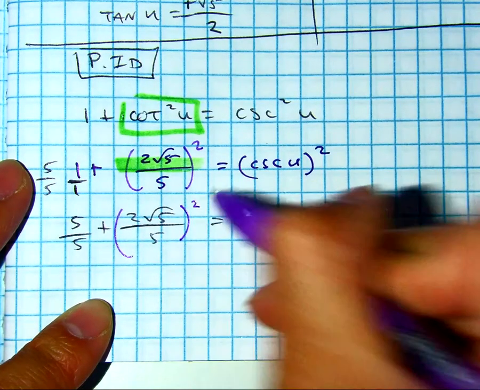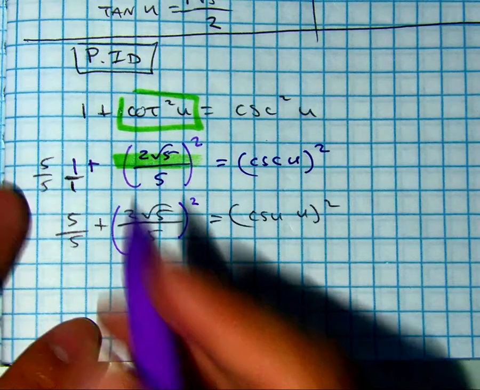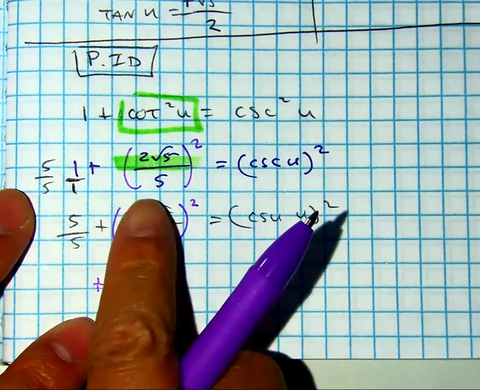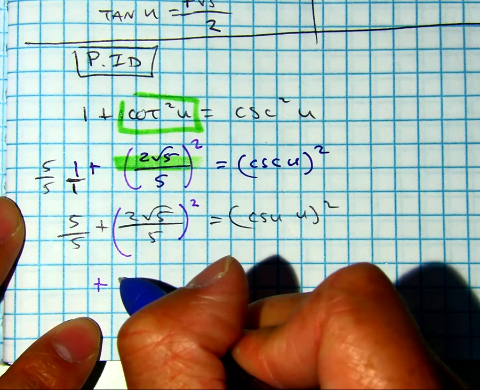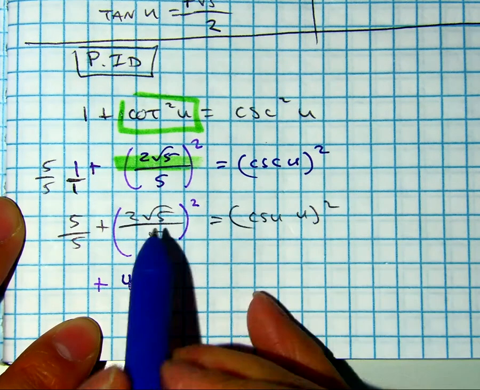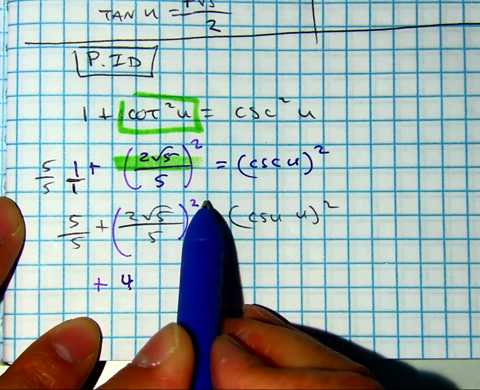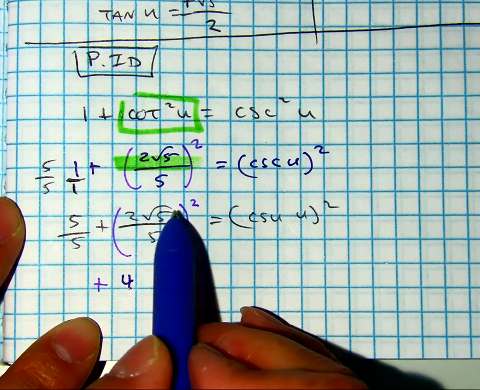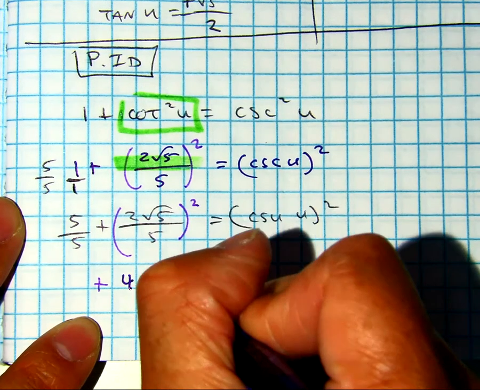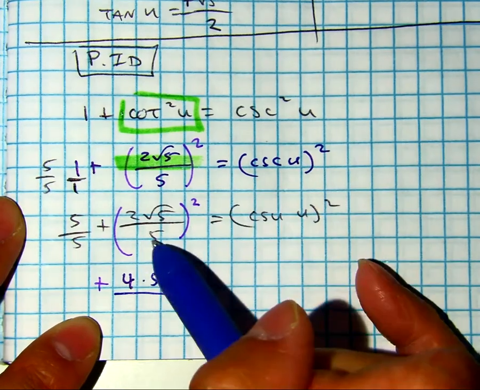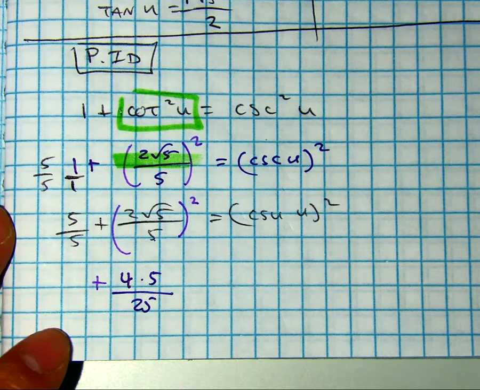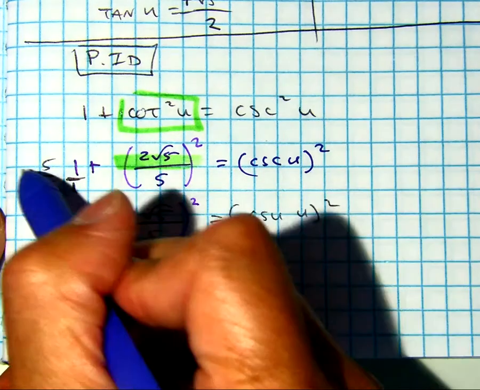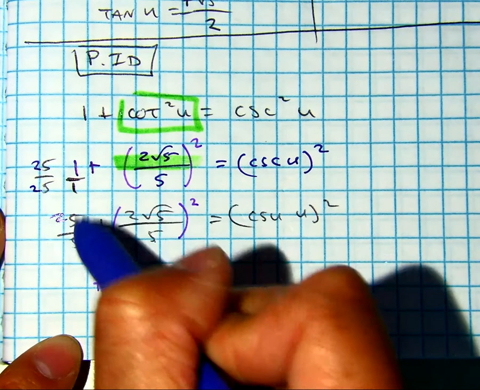Uh-oh, that changes ours. So, good job, Royce. 2 squared would be 4. Radical 5 squared is just radical 25, which is 5. And then 5 squared is 25. So really this should have been 25. Do you guys see why?